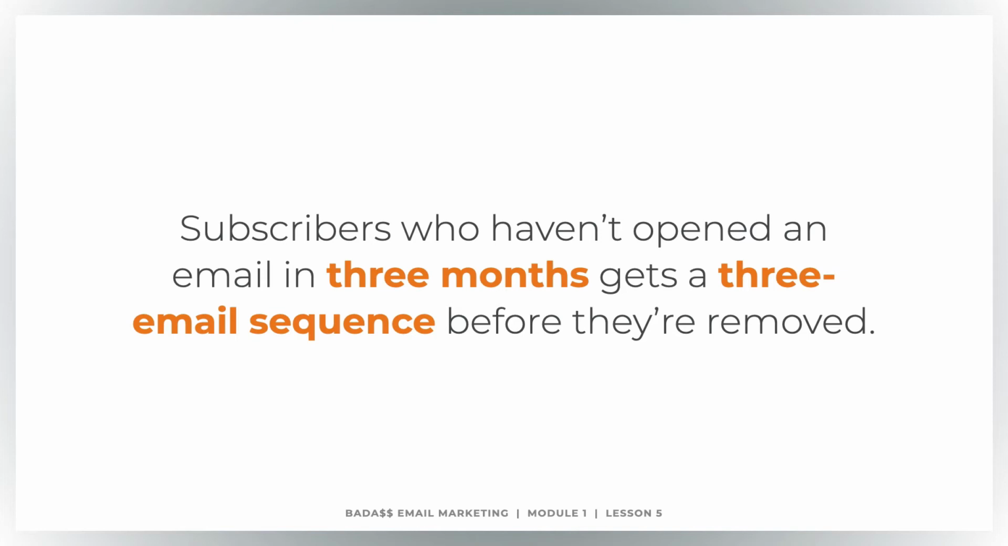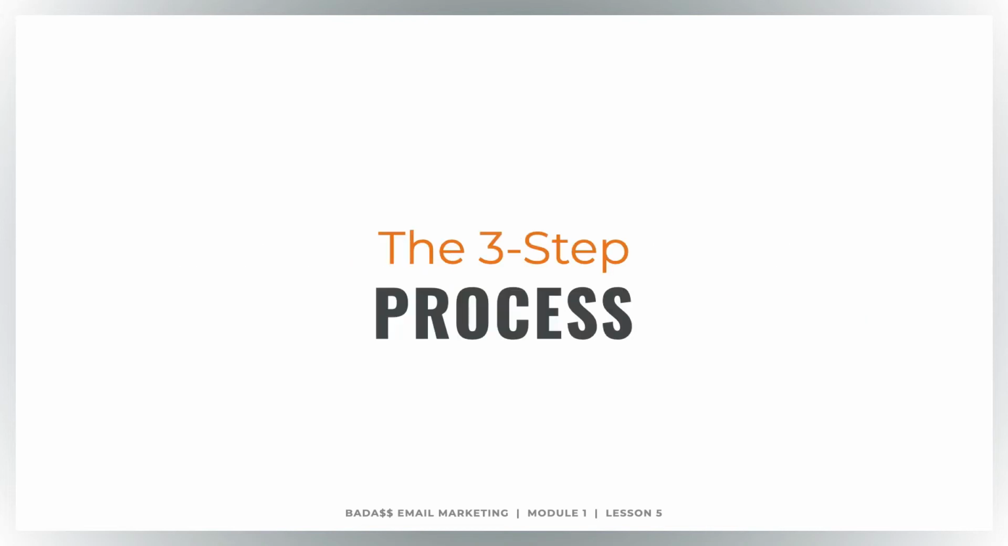Now, some people are more aggressive and will remove people if they haven't opened in 2 months. And I'm okay with that. But most people don't even like the concept of removing people at all. So I'm going to let you start with people who haven't opened in 3 months, and then you use a 3-email sequence. So let's talk about the 3-step process here.